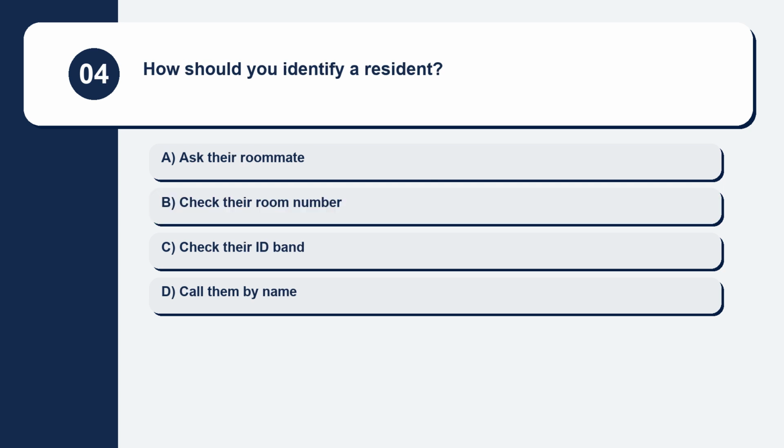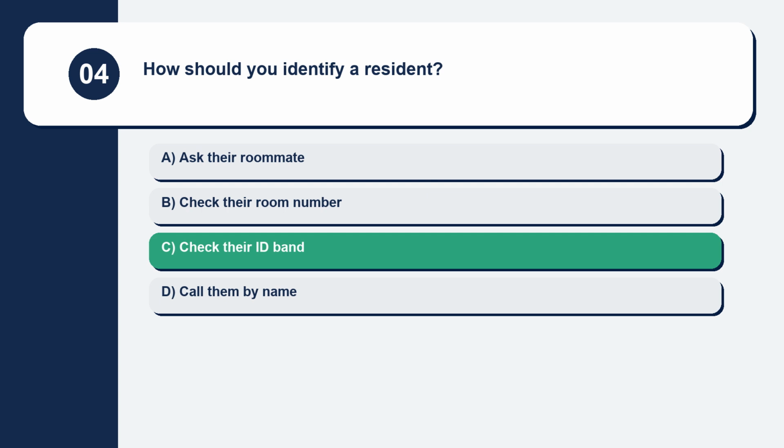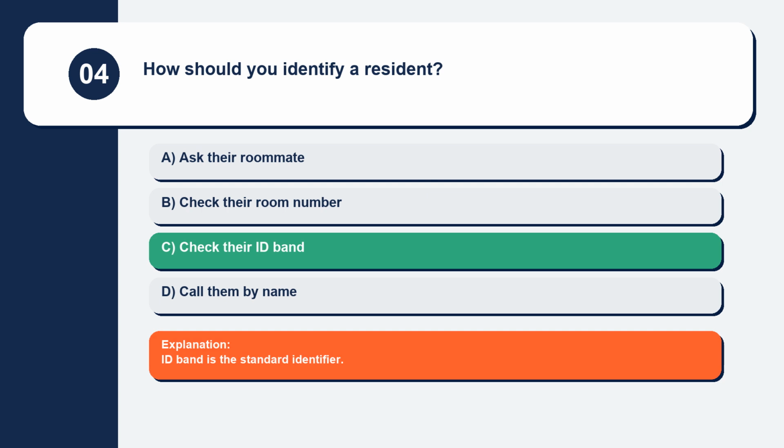Question 4. How should you identify a resident? Ask their roommate. Check their room number. Check their ID band. Call them by name. Answer: check their ID band. The ID band is the standard identifier.